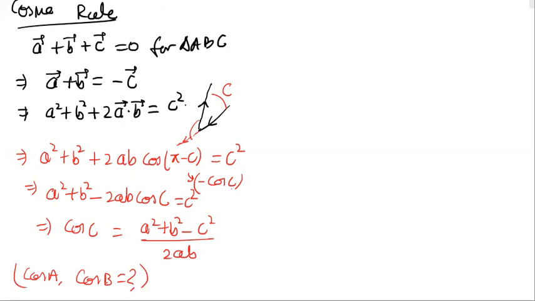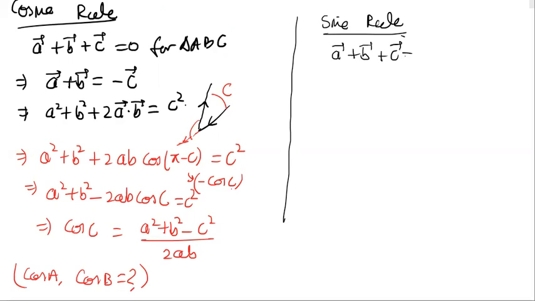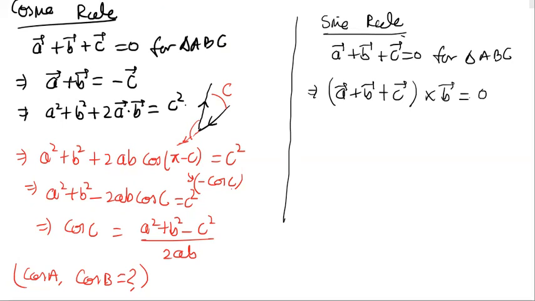Now I'm talking about the second thing, the sine rule. What is the sine rule? Again, you can use a plus b plus c is equal to 0 for triangle ABC, and then you can take the cross product with the vector b. The cross product of both sides with b gives 0. So you can write a cross b plus c cross b is equal to 0. The b cross b term is 0 because the angle between them is 0.